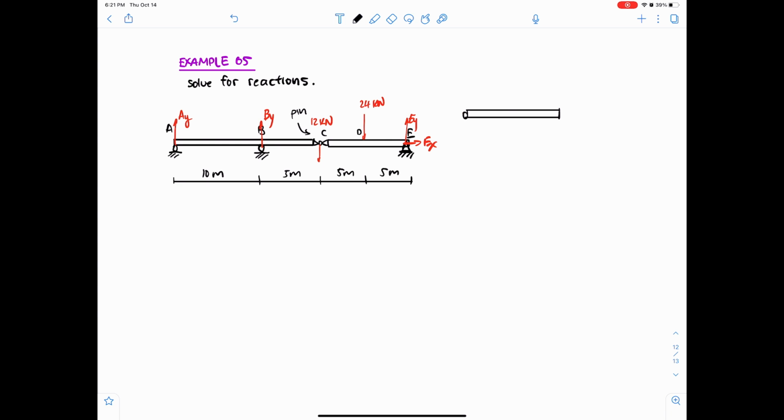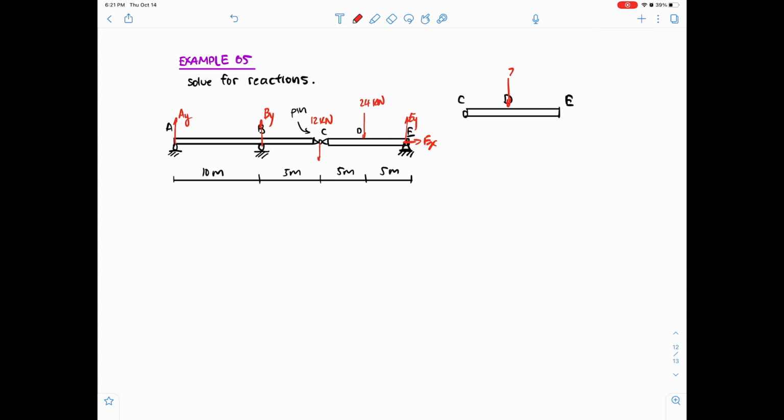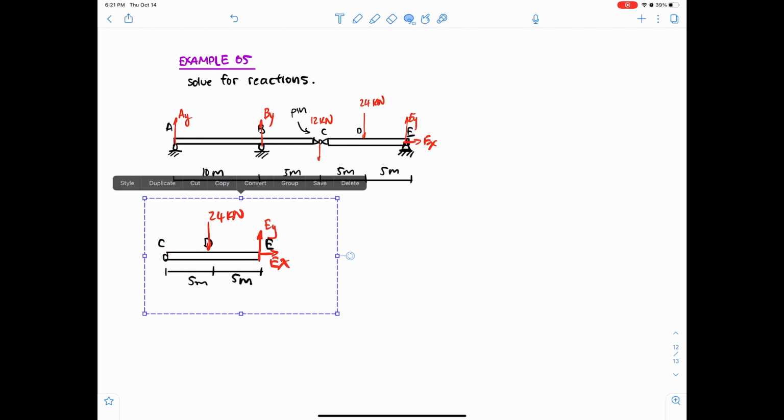So imagine that this is C, and this is D, and this is E, and there is 24 kilonewtons going down here, all right? And each at 5 meters, okay? So what we want to do is solve for EY and EX at that point, okay? So let me actually just move this down here so it's easier to see.